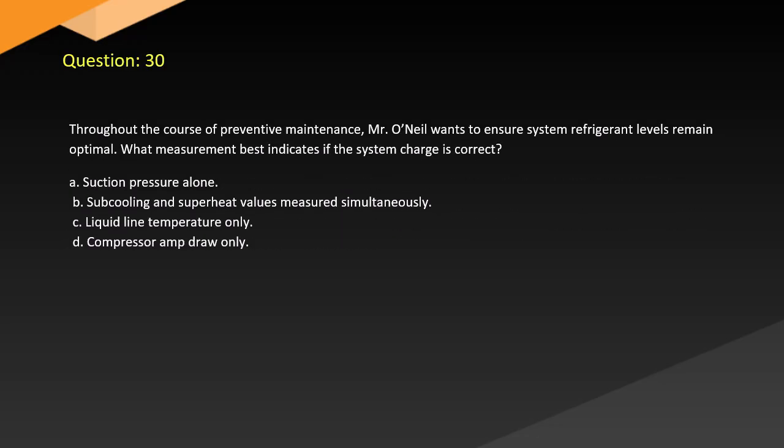Question 30. Throughout the course of preventive maintenance, Mr. O'Neill wants to ensure system refrigerant levels remain optimal. What measurement best indicates if the system charge is correct? A. Suction pressure alone. B. Subcooling and superheat values measured simultaneously. C. Liquid line temperature only. D. Compressor amp draw only.